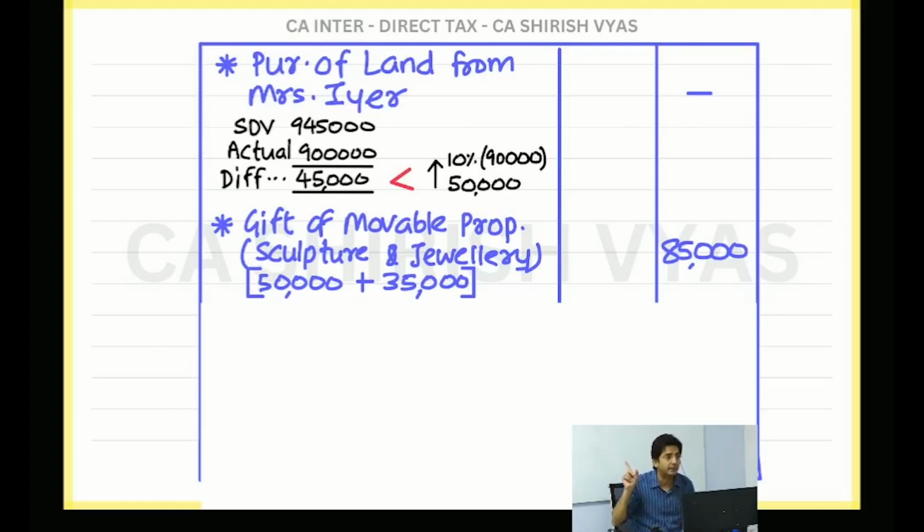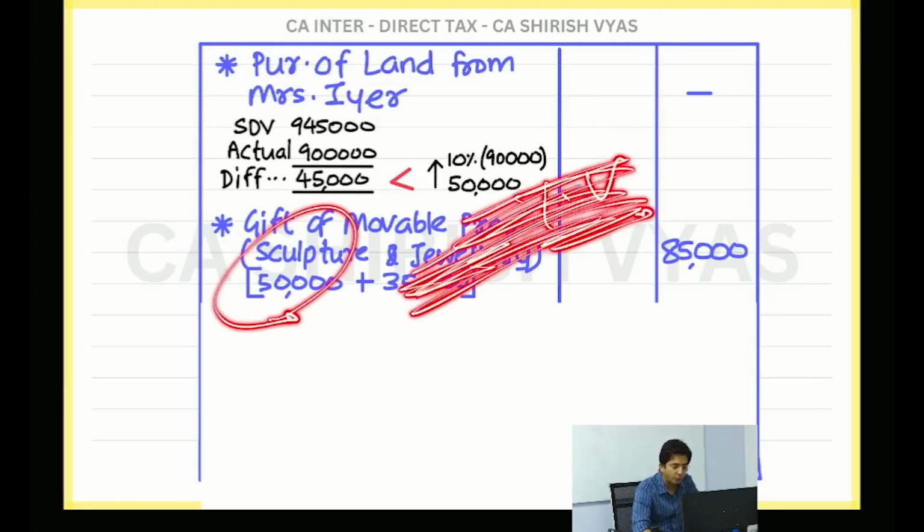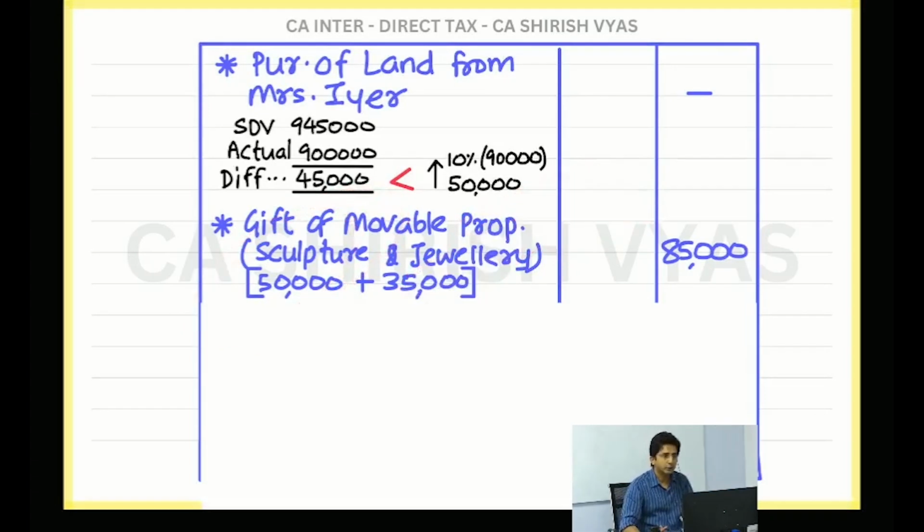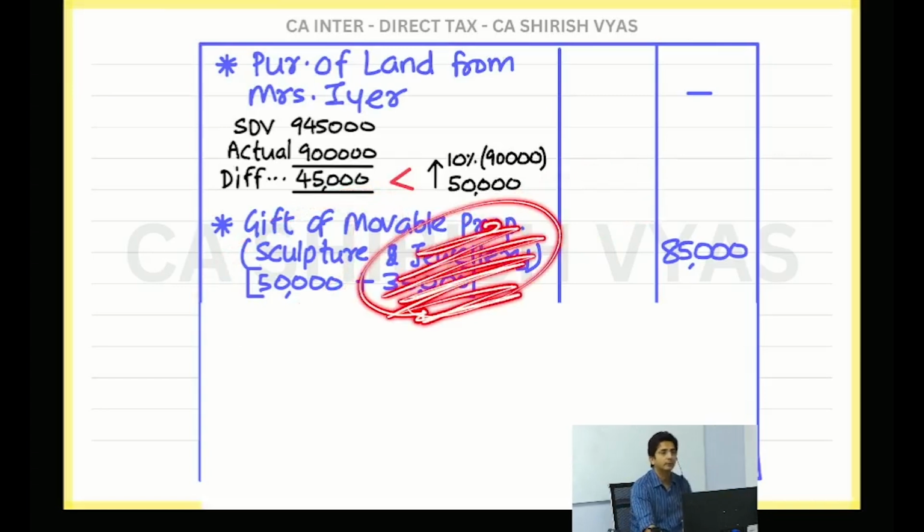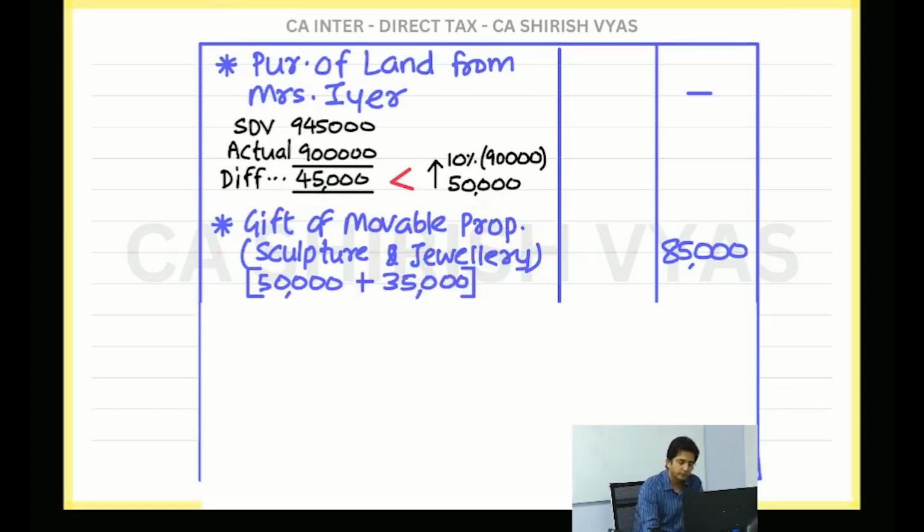Tell me, are these JASVI items? Yes, sculpture is artistic work. Jewelry is J from JASVI. By chance, if this was a sculpture and this was a television, then television is not to be taken into account. Then only the sculpture, that has only 50,000, up to 50,000 is exempt. Understood what I said? Instead of jewelry, if this was a television, then television is not counted at all. It is always exempt, being other than JASVI. And the sculpture will be alone then, which is only 50. Up to 50 it is exempt. If your concept is thorough, the paper setter can do any permutation and combination, and you will be able to attempt it.